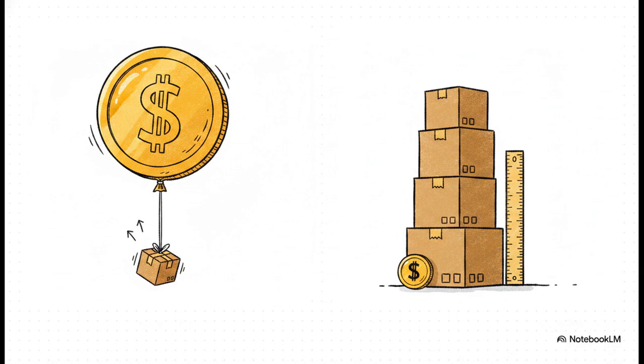Real GDP, on the other hand, uses a price index to strip the hot air out of that balloon. It calculates value based on constant base year prices. By eliminating that deceptive effect of price changes, real GDP reflects true growth in the actual volume of goods and services being created. And that is exactly why it's the absolute gold standard for comparing economic performance internationally.